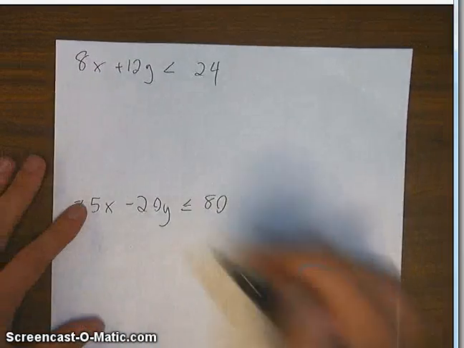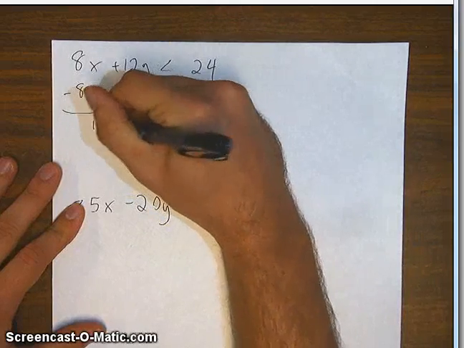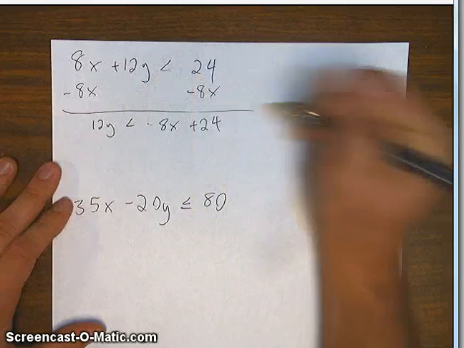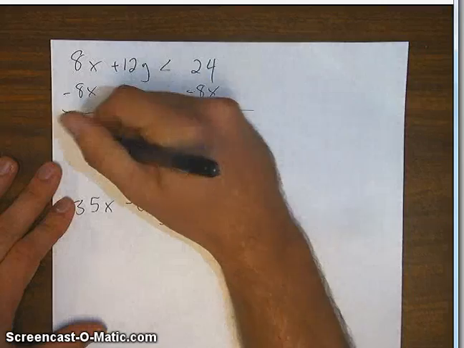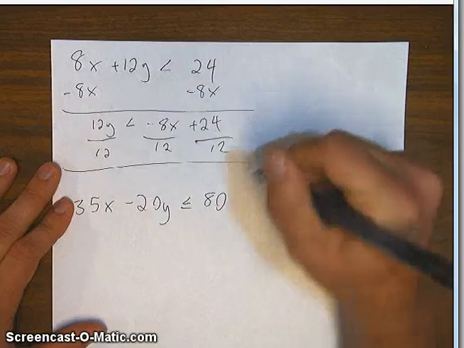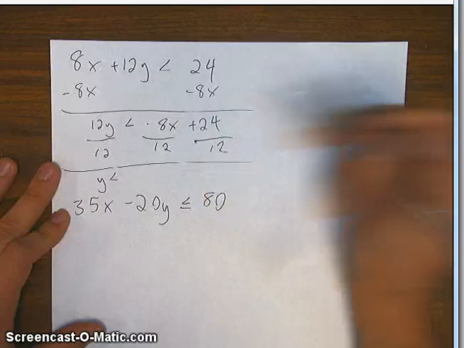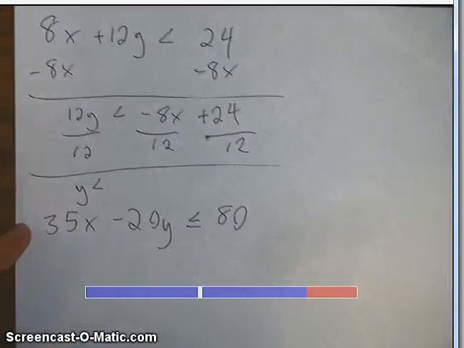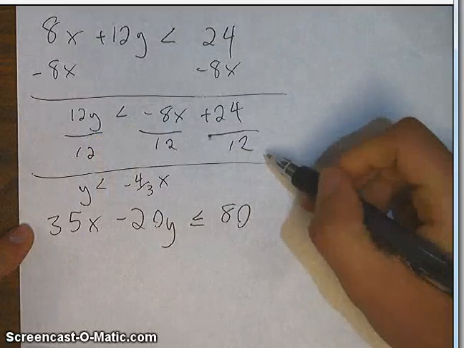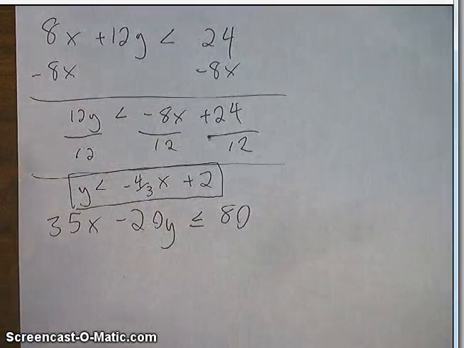So let's go ahead and do that by subtracting 8x. It's going to give me 12y is less than negative 8x plus 24, and then dividing all three terms by 12. That's going to give me y is less than negative 8 divided by 12 just reduces to negative 4 over 3, 4 over 3x, and then 24 divided by 12 is simply 2. That's one of the two equations.